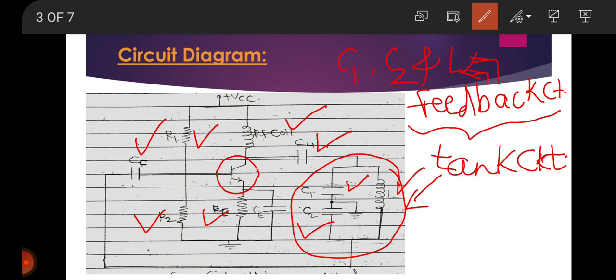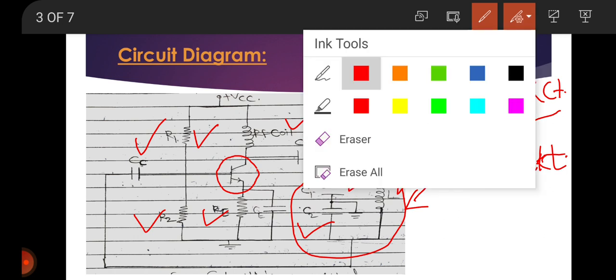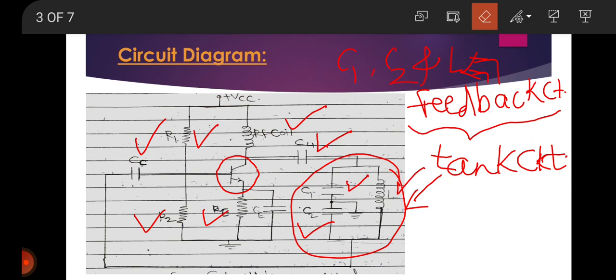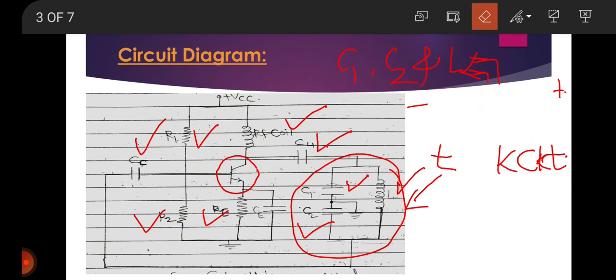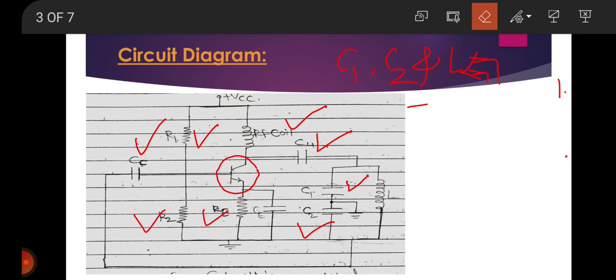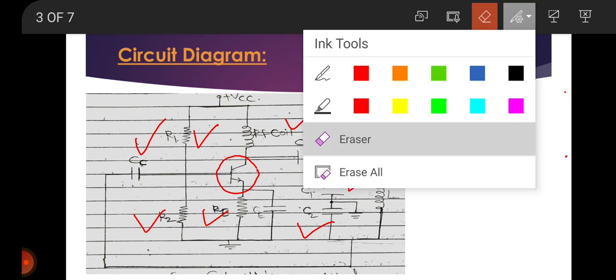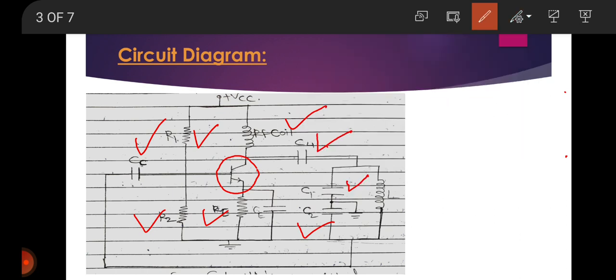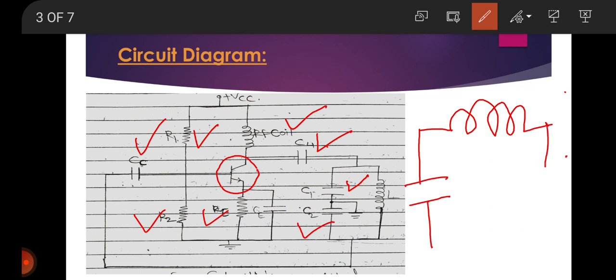So see, the construction. See here, circuit operation of the tank circuit. This is the inductor. These two, C1 and C2 capacitors. This is grounded.